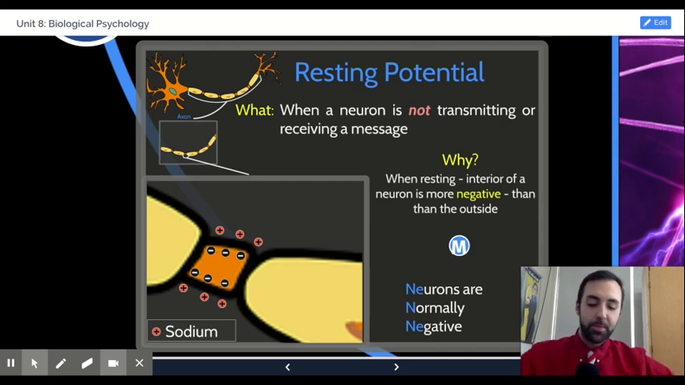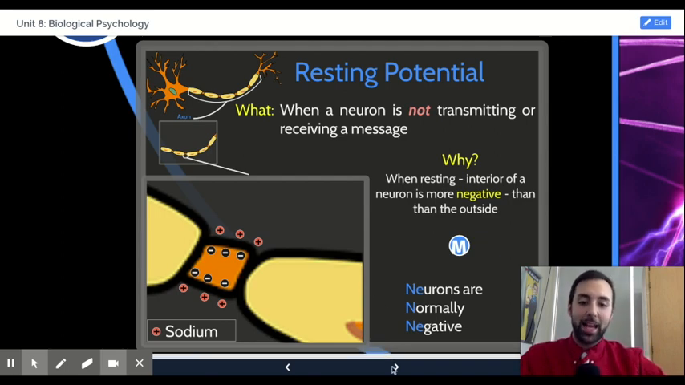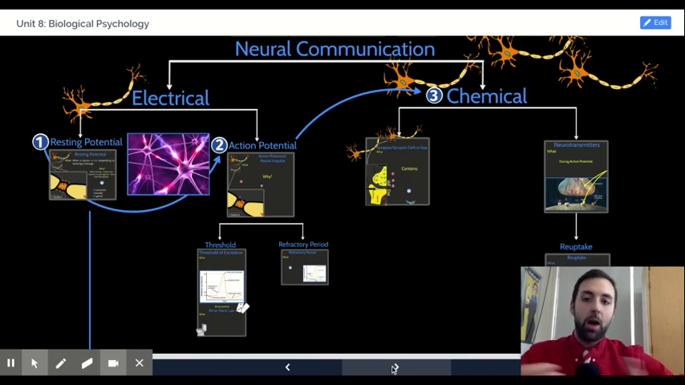And what you're going to see is that when a neuron goes from just resting into actually transmitting a message, there's going to be a shift in its charge. And that shift in charge is going to be a big deal when talking about how neurons communicate with one another. So we'll start off with resting potential. Neurons are not communicating with other neurons, not transmitting messages. Why is it classified as resting? The interior is more negative, at least relative to the exterior. That obviously is going to change.